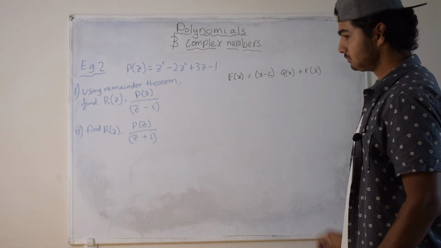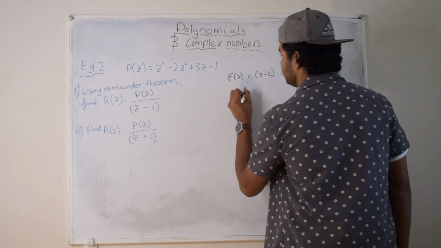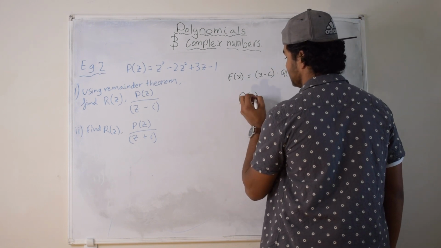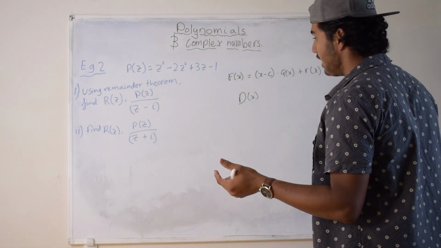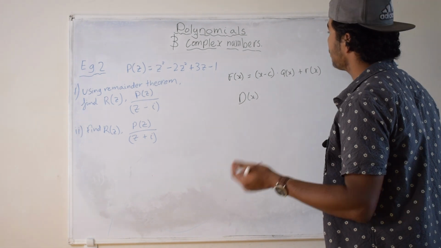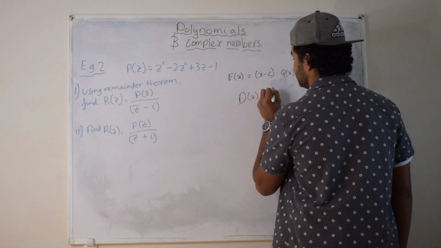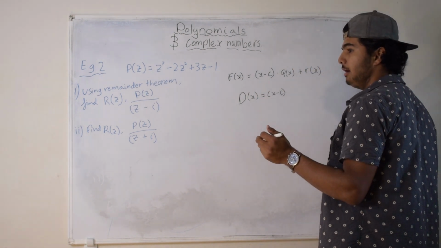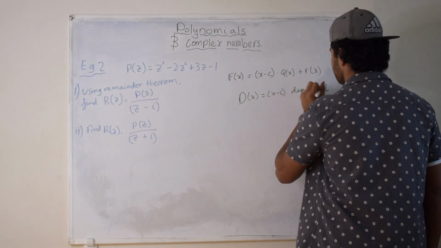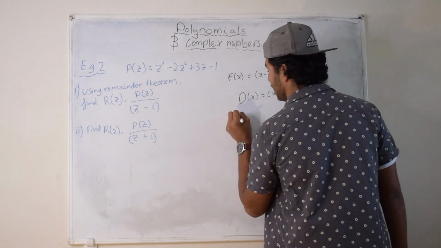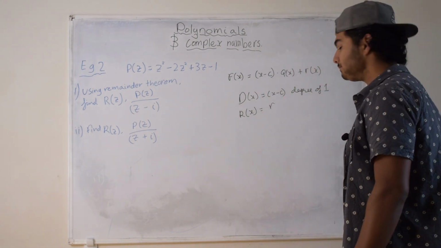In this case, if x minus c has a degree of 1, so let's say d of x has a degree of 1, the remainder is always going to have a degree of 0. So it's going to be some constant in this case. So if d of x, which is x minus c, has a degree of 1, the remainder is always going to be 1 less than that. So r of x is just going to be some constant r.